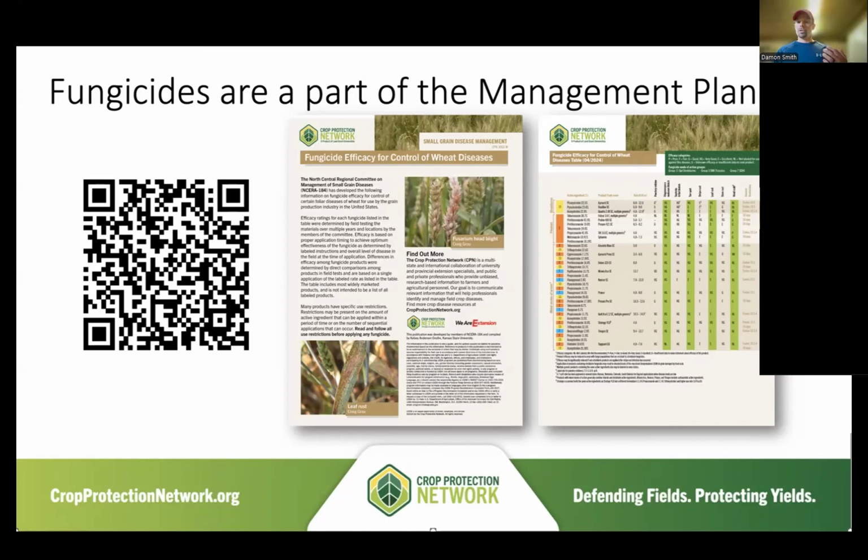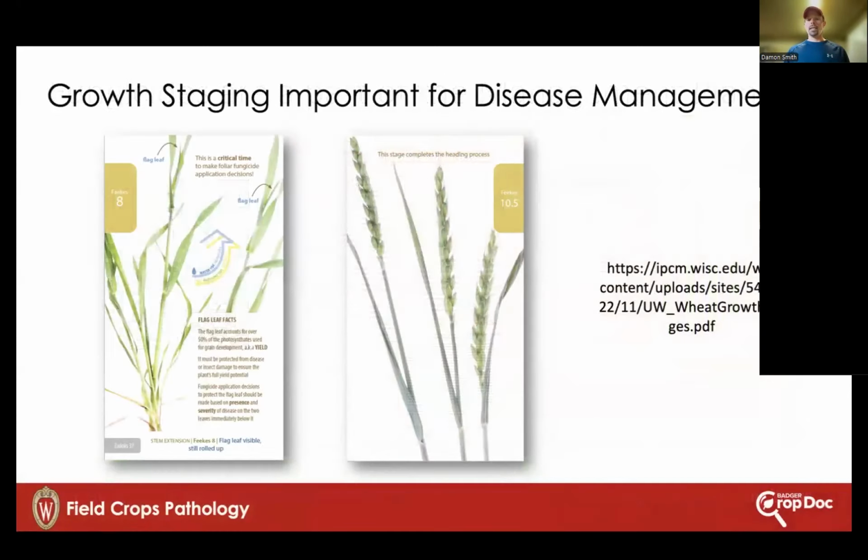Fortunately, if you're trying to kill 2 birds with 1 stone and you're trying to take care of the stripe rust situation at the same time, all the products rated good for head scab are usually rated excellent or at least good or very good against stripe rust. So you're going to be able to take care of both diseases with a good, well-timed head scab application. So that brings me to how we make this head scab application decision. It's really all about anthesis.